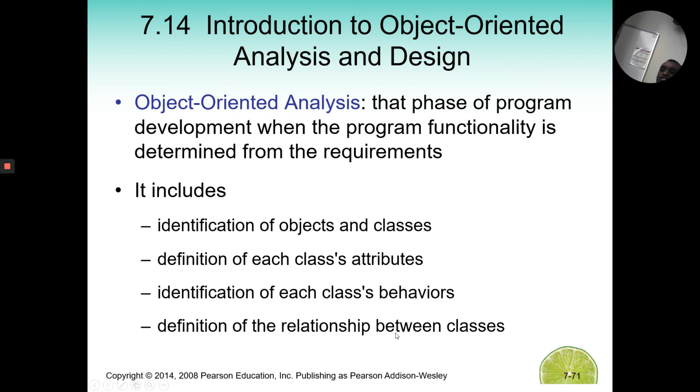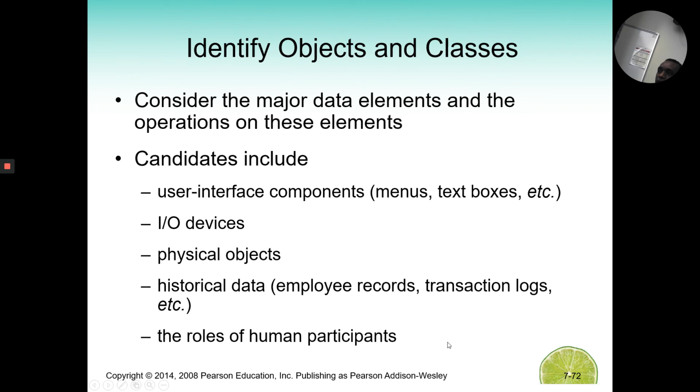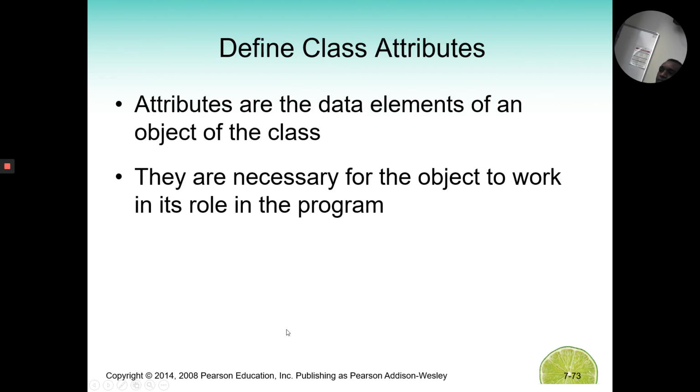The definition of the relationship between classes. Which one is the parent? Which one is the child and so forth. Consider the major data elements and the operations on these elements. So candidates include user interface components, menus, text boxes, IO devices, physical objects, historical data, the roles of human participants. So define class attributes. Attributes are the data elements of an object of the class.